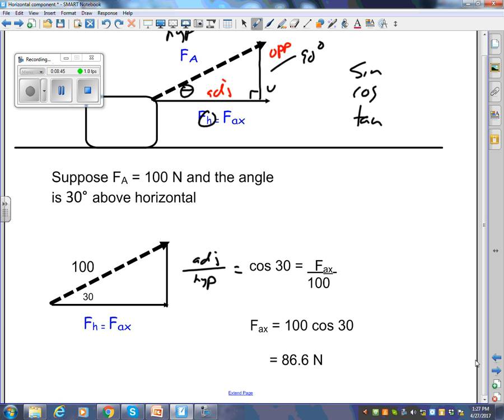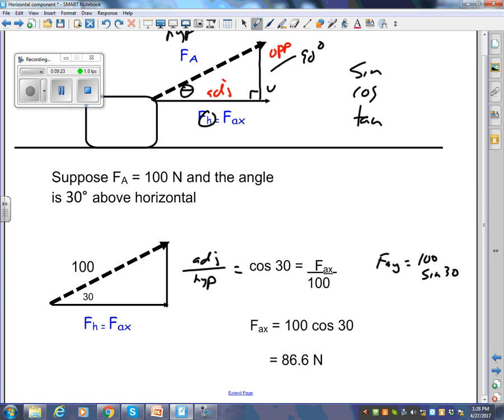So FAX is going to be 86.6. So 86, 87 newtons of force actually goes into going sideways. If you're looking for FAY, I'm going ahead of the game here, it's going to be 100 sine 30, isn't it? But we'll get there yet.